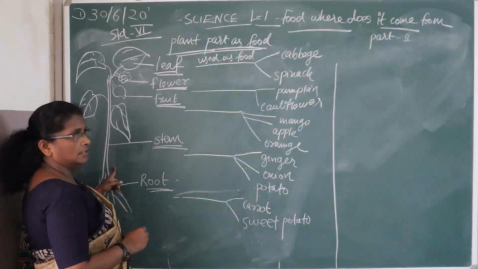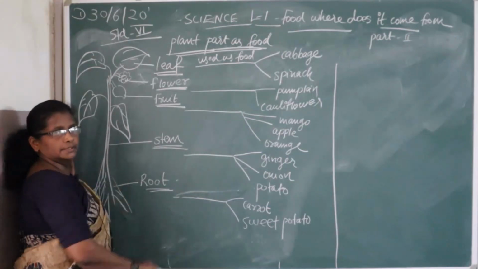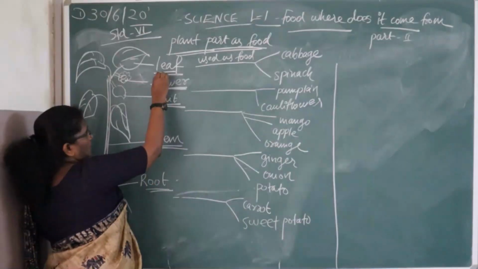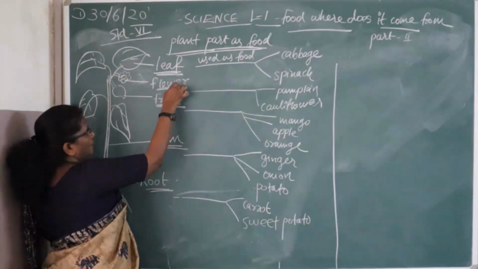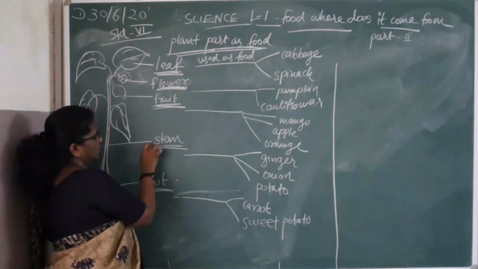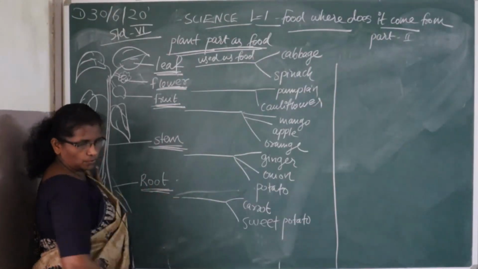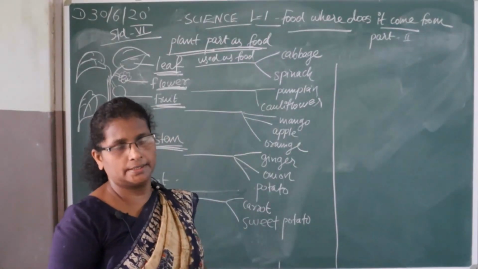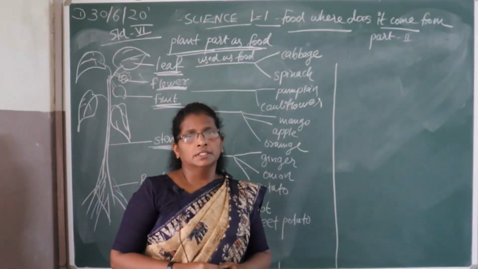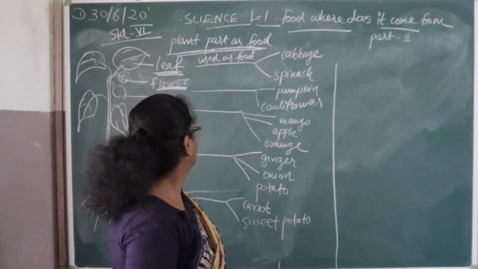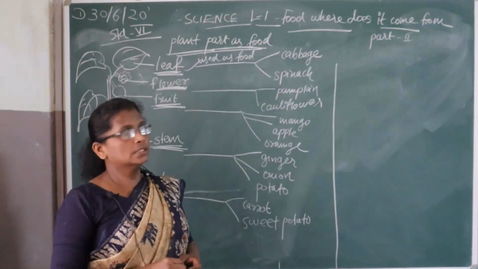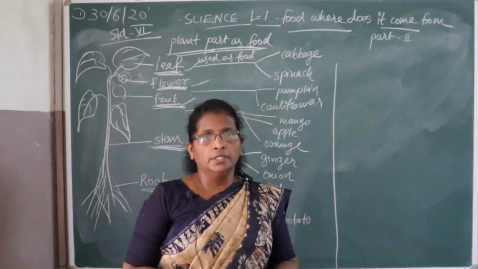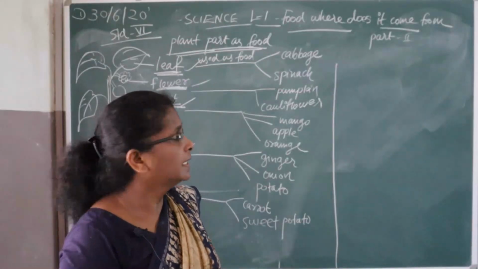Look at the picture. A plant with different parts. Leaf, flower, fruit, stem and root. These all are the different parts of the plant. Sometimes we use as food leaf, sometimes flower, fruit, stem or root. Now we will discuss in which plant.